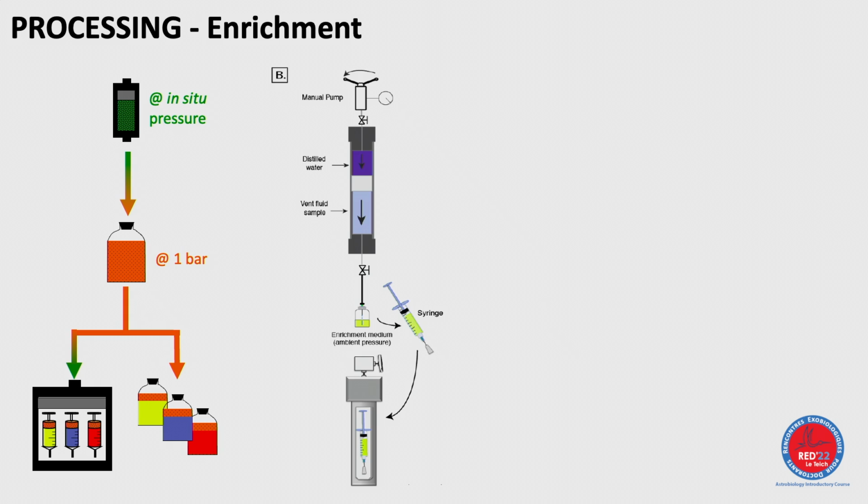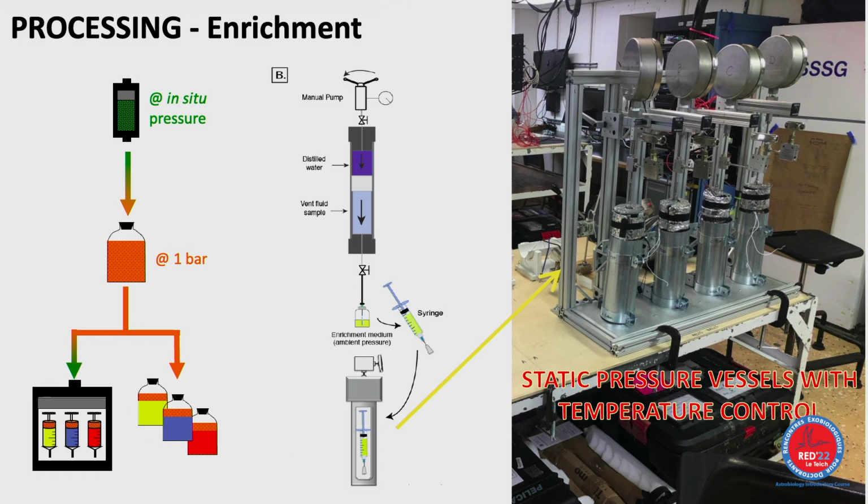For the samples that were decompressed, we recompressed some of them. We were using batch reactors with syringes. This is the most common way to perform microbiology in a high pressure lab, where you use syringes to grow the microbes under high pressure conditions. And the idea here was to compare the non-decompressed sample cultures with the decompressed and recompressed ones.